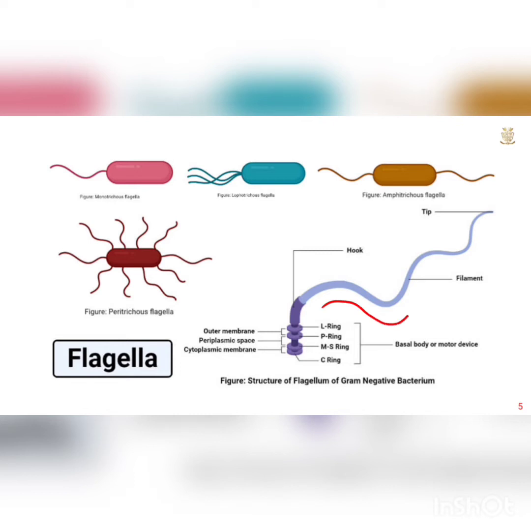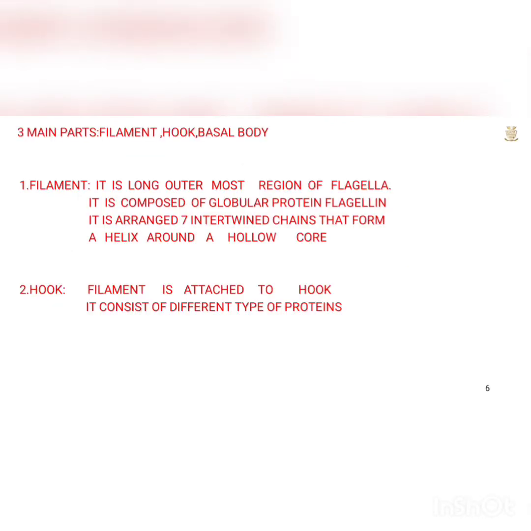This is the outermost region of the flagellae. It is the filament. The next part is the hook. The hook attaches the filament. Then the third part is the basal body or motor device. It anchors the flagellum to the cell wall and plasma membrane. So it has three parts: filament, hook, and basal body.